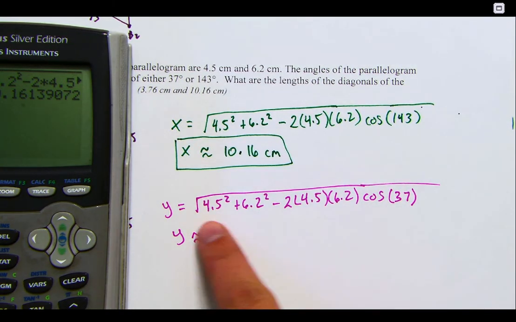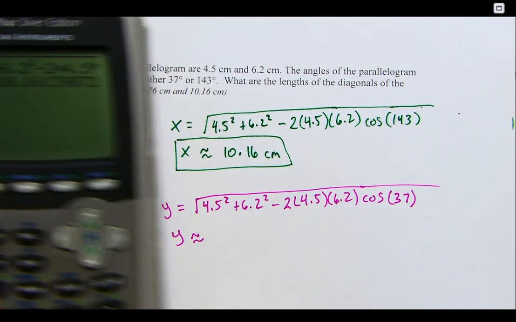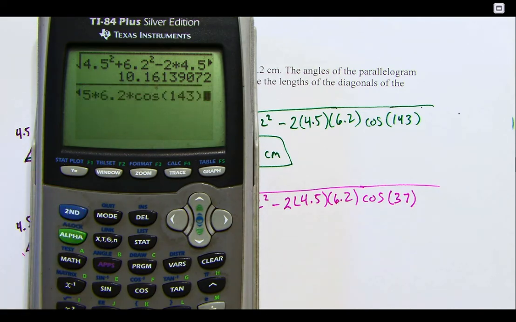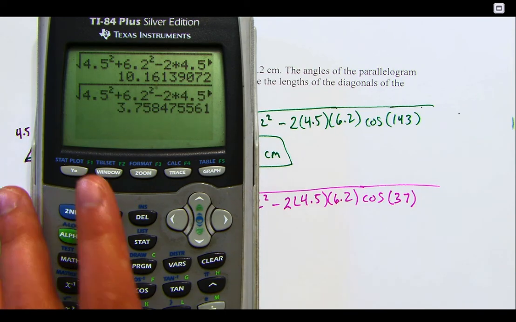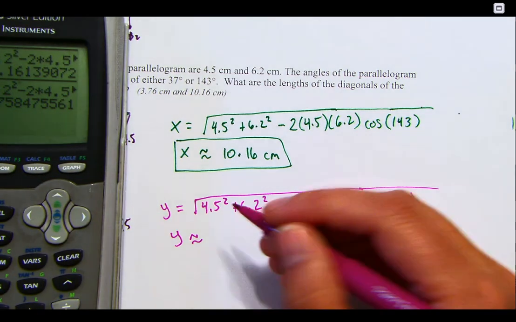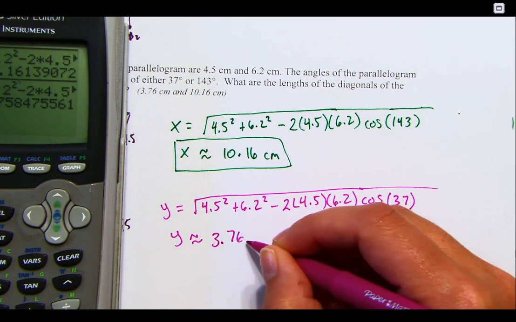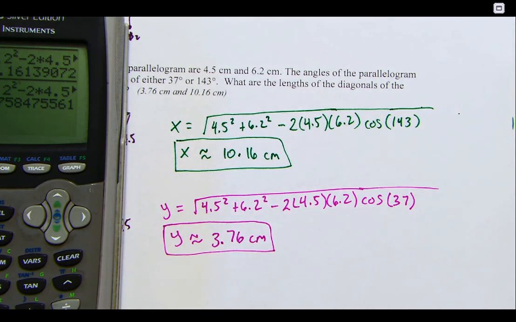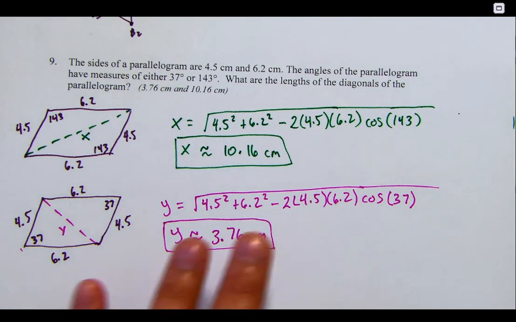Okay. And then now I can just type in the other. Now notice how the numbers are exactly the same except for this cosine number. So instead of retyping all of that, I'm going to press second enter. And that copy and pastes that previous line, and then I'm just going to arrow back and change that. So I'm going to press the delete key to get rid of one number, and then I'm going to type 37 and then press enter. All right, so my other diagonal is 3.76 centimeters. And then we are done with that problem.